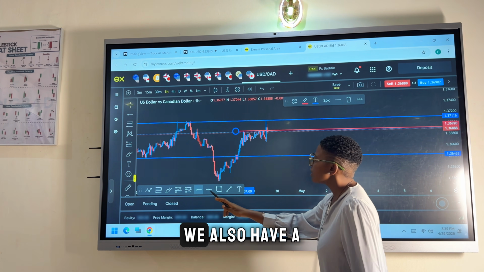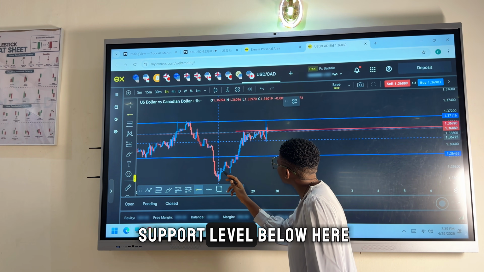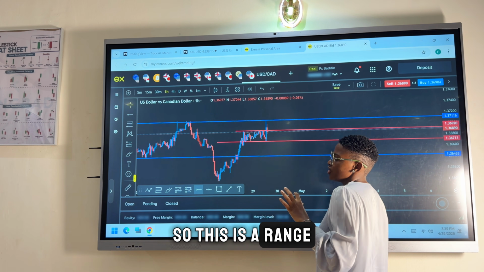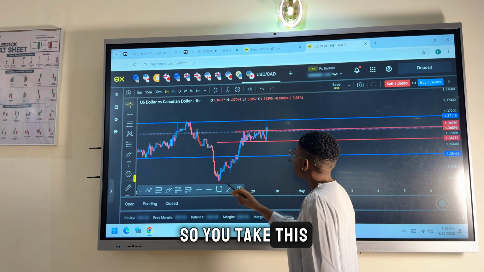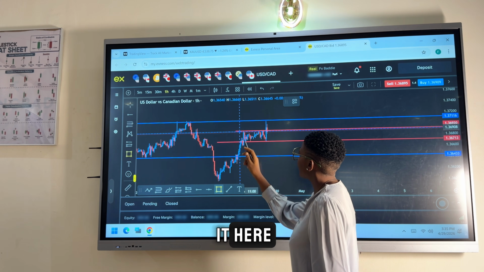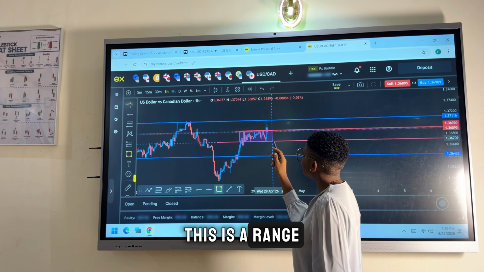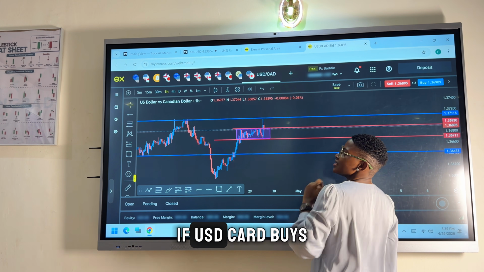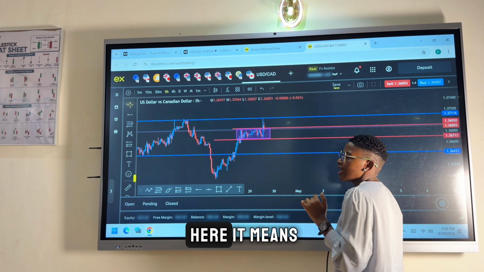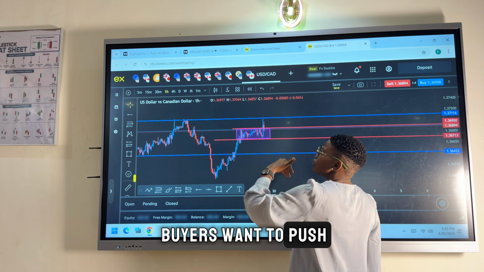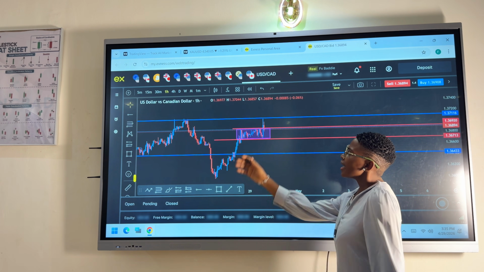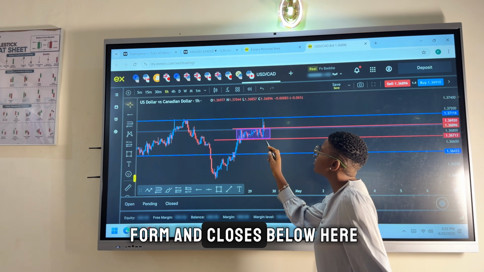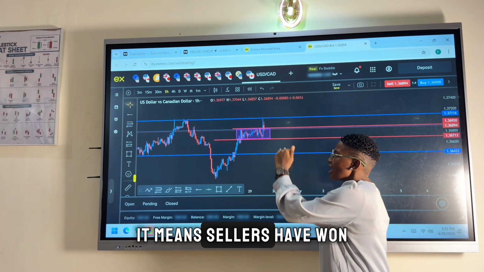You mark it. We also have a minor support level below here. You mark it. So this is a range. You take this rectangle and you put it here. This is a range. So it is telling us that, okay, if USD CAD buys and then closes above here, it means buyers have won and buyers want to push the market upwards. Also, if this sell candle drops and more sell candles form and closes below here, it means sellers have won.